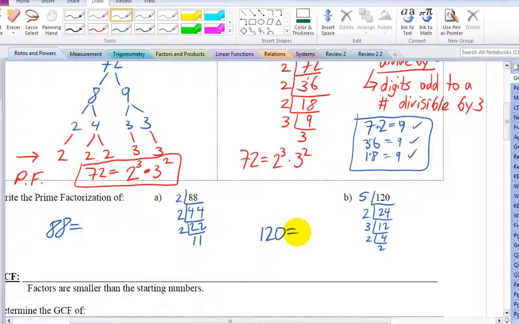Okay, who's got them? First one, 88. Eden? 3 cubed times 11. 3 cubed? Oh, sorry. 2 cubed. Yeah, 2 cubed. Okay, 2 cubed times 11. Good. 120. I know I'm rushing some people, but Morella, did you get it? Yeah, I got 2 cubed times.